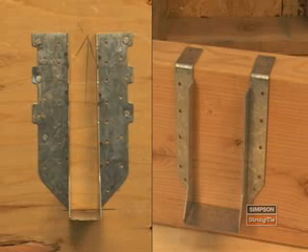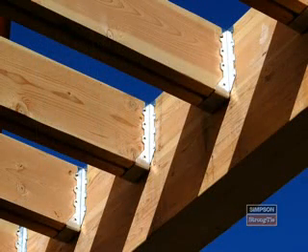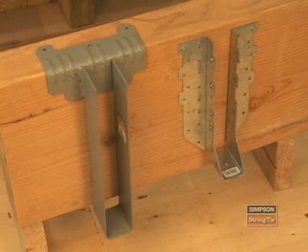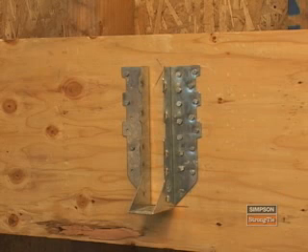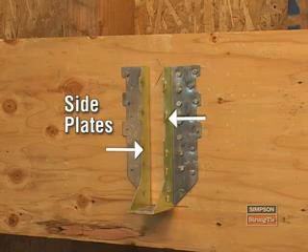A hanger is a metal bracket that supports the joist or beam by connecting it to another supporting structural member. While many hangers have the same basic design, their shapes and sizes can vary. A typical face mount hanger has 2 header flanges, 2 side plates, and a seat.